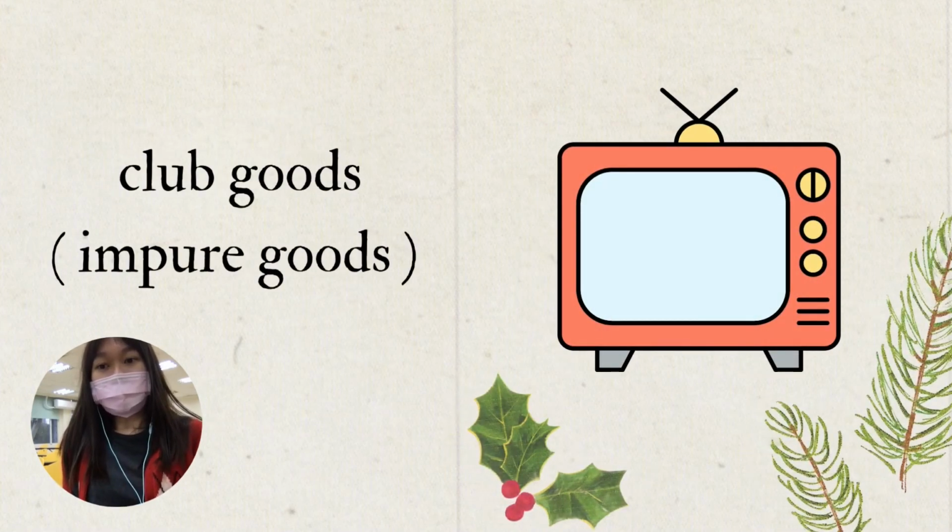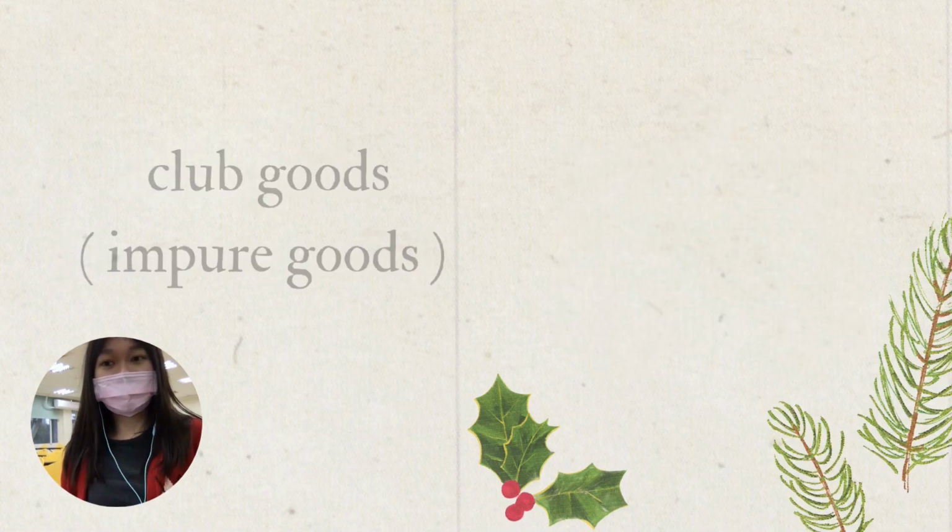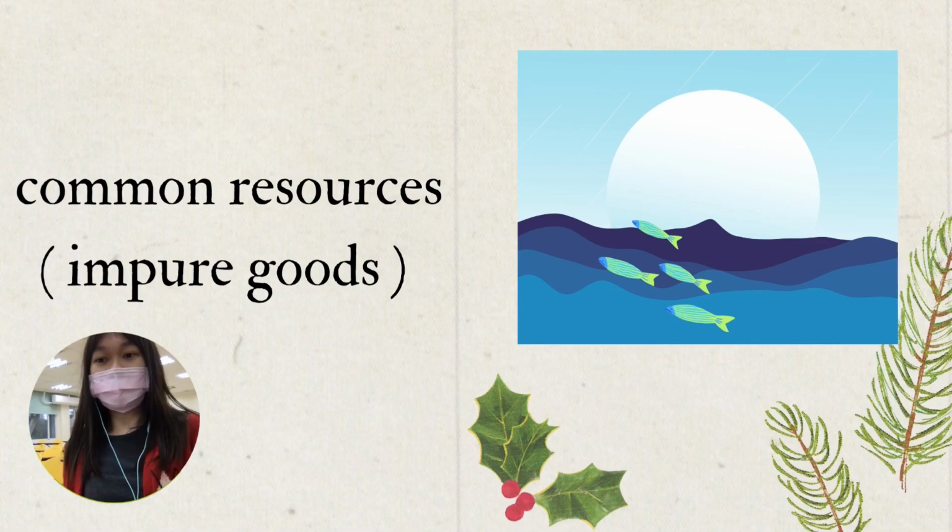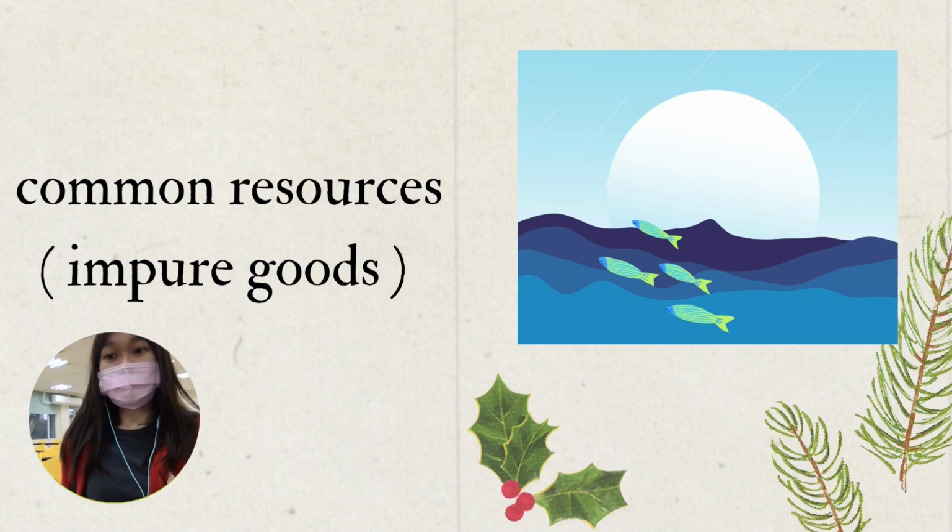When goods match only one of the characteristics mentioned above, either non-excludable or non-rivalrous, they're generally called impure public goods, and there are two types of impure public goods. The first one is club goods. Different from pure public goods, club goods are goods that are non-rivalrous but excludable. An example would be cable television. The second one would be common resources. Common resources are goods that are rival but not excludable. Some examples would be public parks or the road system.